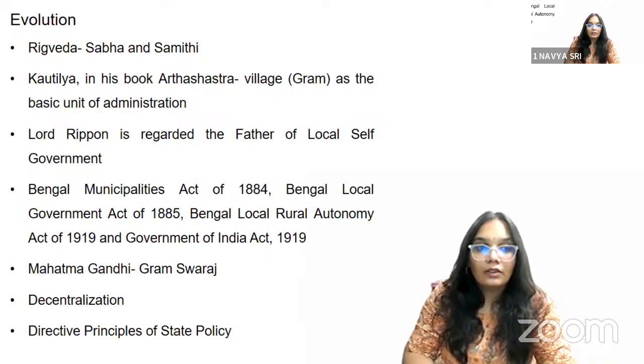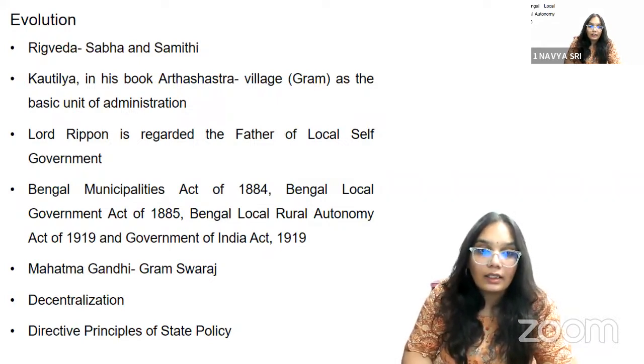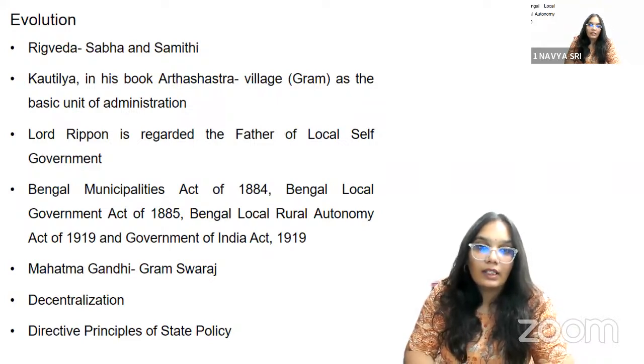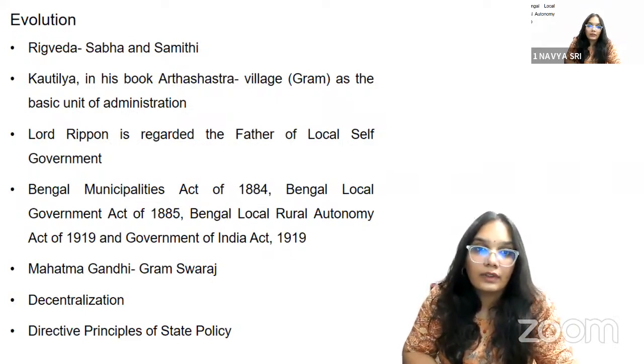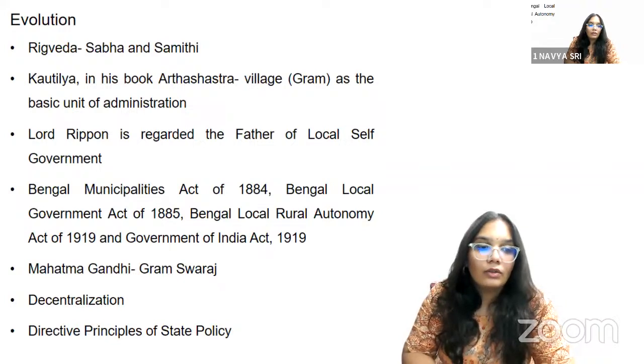Here the provinces were divided, and the administration was made not bicameral, but addressed as transferred and reserved subjects. The executive and the legislature were looked into, the power was devolved, and the provinces were given autonomy to consider certain things which are reserved for them. That's why Lord Ripon is considered the father of local self-government.